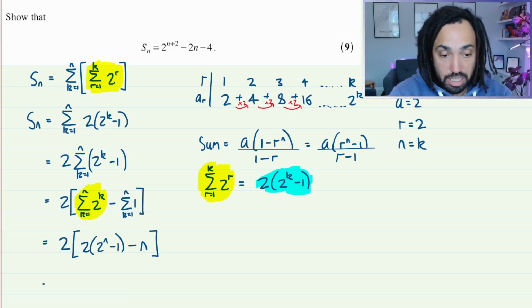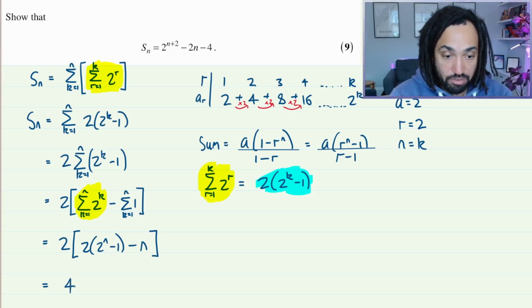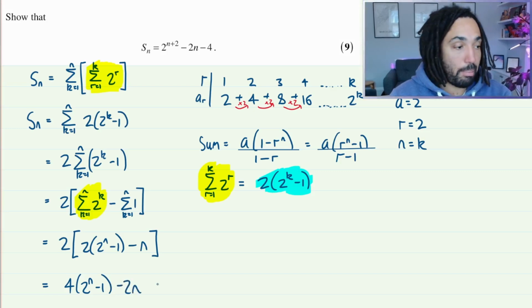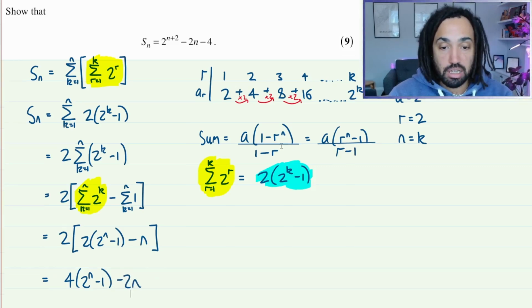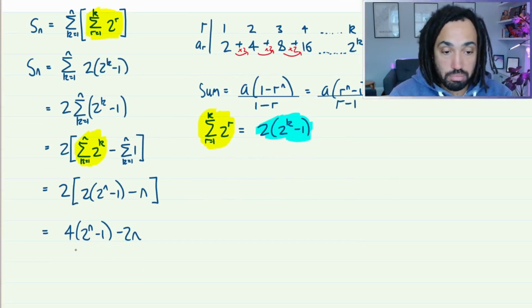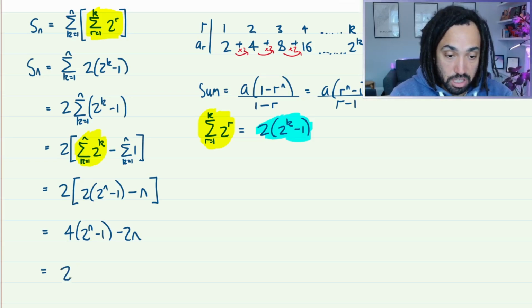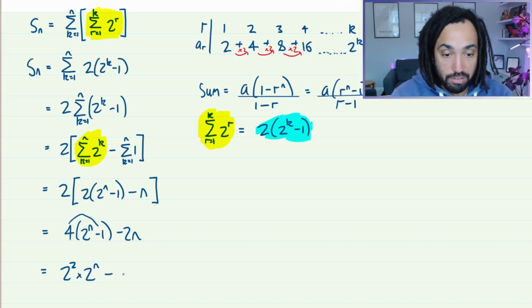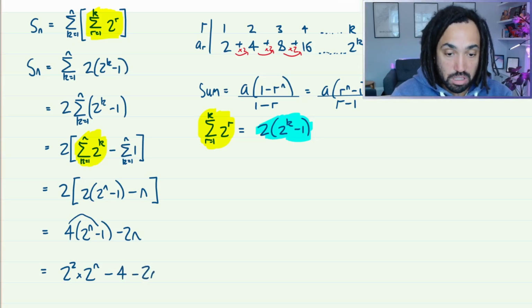Okay, right, nearly there. So now we're just going to multiply the 2 into this square bracket to get 4 lots of 2 to the 2n minus 1 minus 2n. And then we're going to say that this is equal to, well, 4 is the same as 2 to the 2. And then I'm going to multiply that by 2 to the n, and here I'm going to times that by 4, like so.